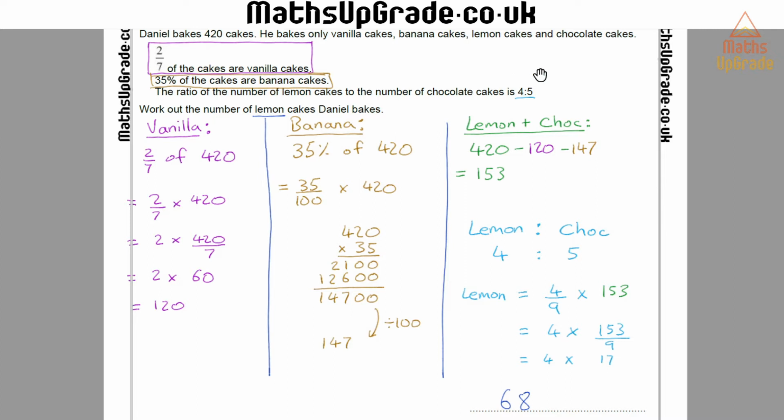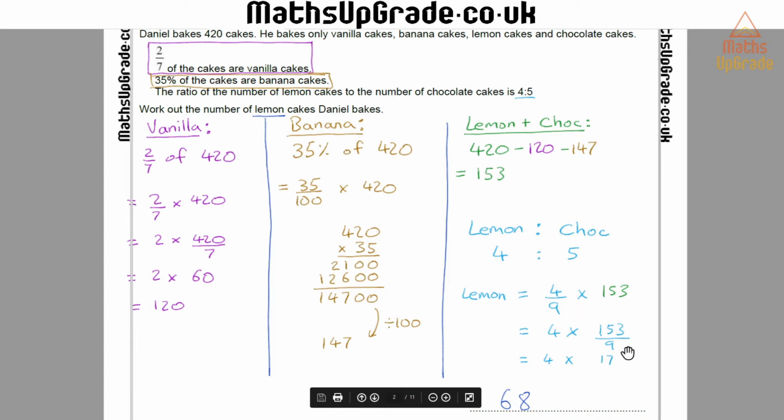Well, lemon to chocolate is in the ratio of 4 to 5. So to work out the number of lemon cakes, I can write this as a fraction. The fraction of lemon cakes is 4 out of 9, since it's 9 parts altogether. So 4/9 are lemon. 4/9 of 153. So I need to do 153 times 4 divided by 9. I'm choosing to do 153 divided by 9 first, since that is easier to do, and then I'm going to times that answer by 4. If I did 153 times 4 first, that'll give me quite a big number to then divide by 9. It is possible, and I'll still get the same answer, but it's just more difficult to do.